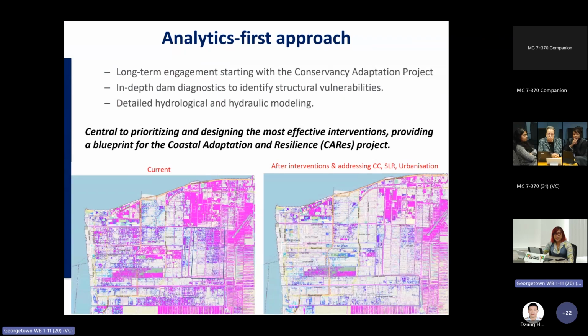Just to reflect and echo what Zoom said, this engagement with Guyana really began in 2007 with the Conservancy Adaptation Project, which was basically a technical assistance project to try to understand what could be done to strengthen and upgrade the EDWC after the experiences of that big 2005 flood that was mentioned in the video. You may ask why 11 kilometers out of 72? These were prioritized sections based on an analysis of the structural vulnerabilities of the embankment.